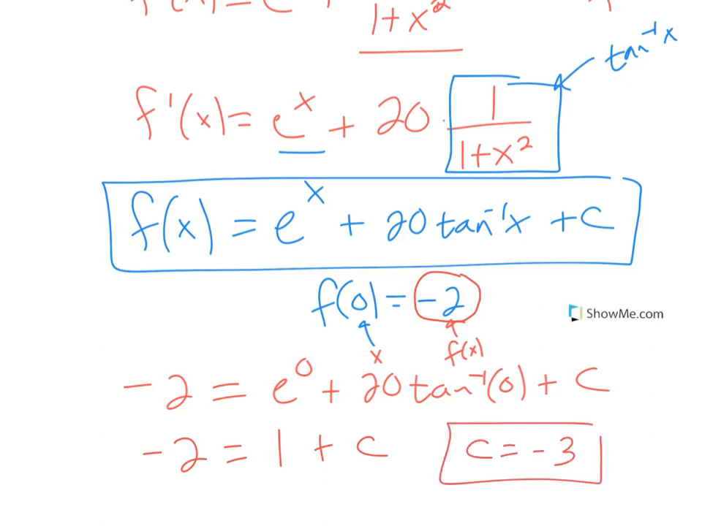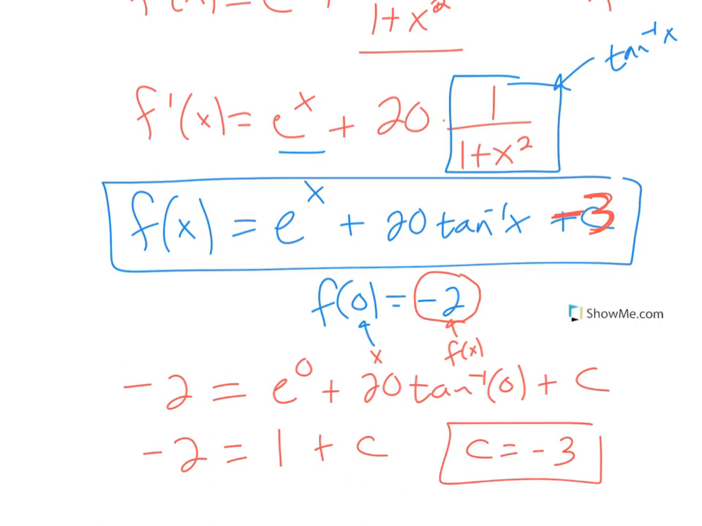And so my final answer, if I go back and plug that in, would be -3 there as my overall answer. So e to the x plus 20 tangent inverse of x, and then -3 is my constant there.